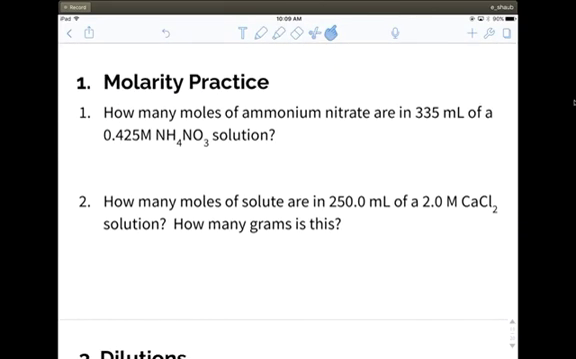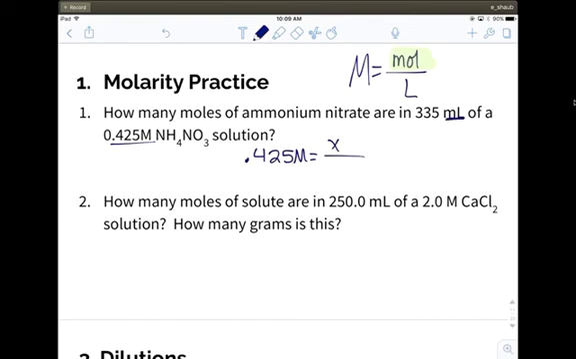So the next question says, how many moles of ammonium nitrate are in 335 milliliters of a 0.425 molar solution? So again, using this equation, now I'm asking you in number one to solve for moles. So that means I know my molarity, which I do, it's 0.425. That's then going to equal X over, again, I have milliliters, so even though our molarity equation is in liters, we have to always convert the milliliters to liters. So this would be 0.335 liters because my molarity unit is in moles per liter.